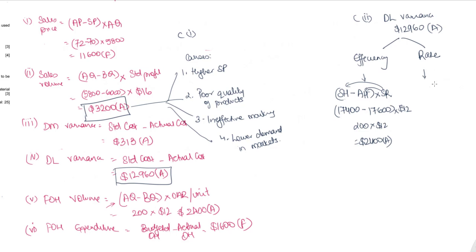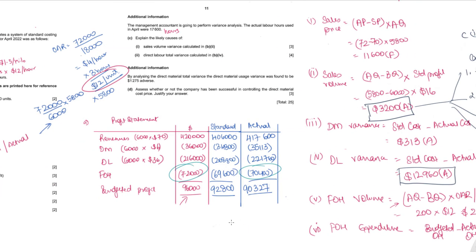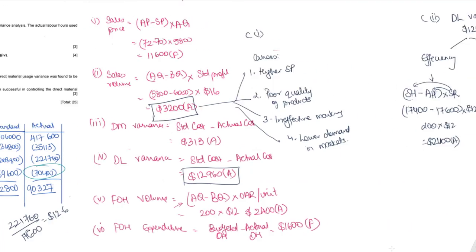And for wage rate variance or labor rate variance, we will take the difference between standard wage rates versus actual wage rates and multiply it with the actual hours taken to do the job. Standard rate is $12. Now, how will you calculate the actual rate? See, actual wages are given as 221,760 and actual time taken is 17,600. So doing this calculation, 221,760 divided by 17,600, $12.6 per hour. That's the actual wage rates.